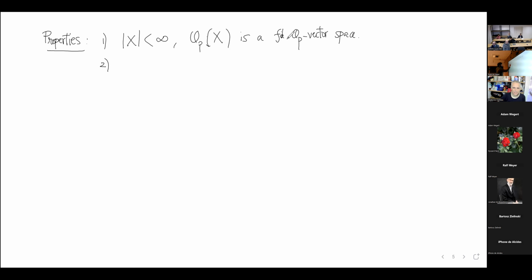And if the cardinality of X is countable, say the cardinality of N, and this was really the place where we picked up this project from, this is by Tom and Lausner, then Q_p^X is a Polish group.